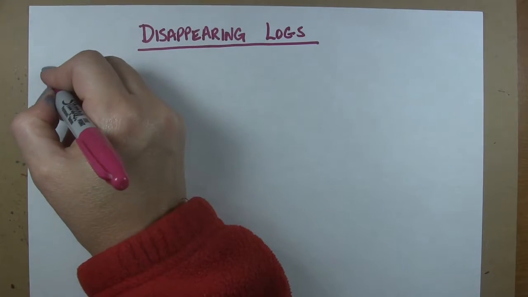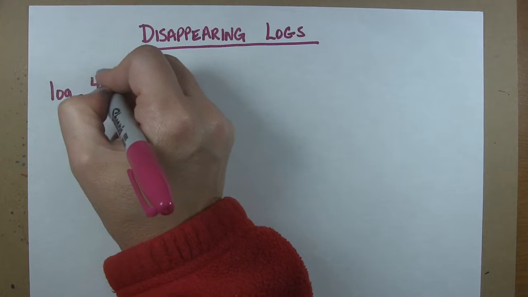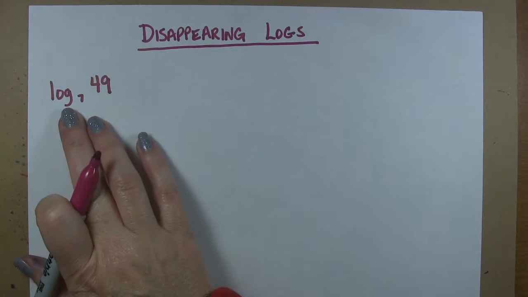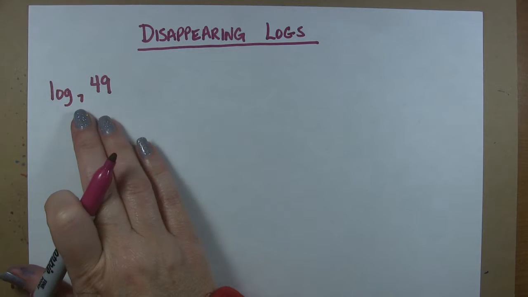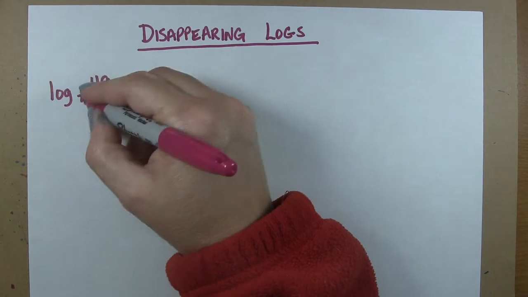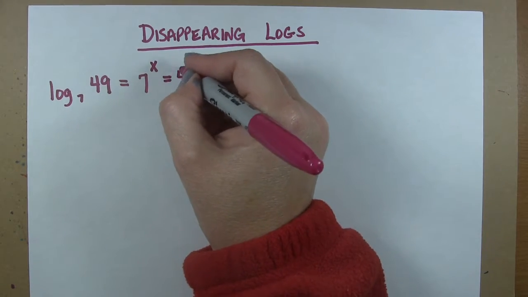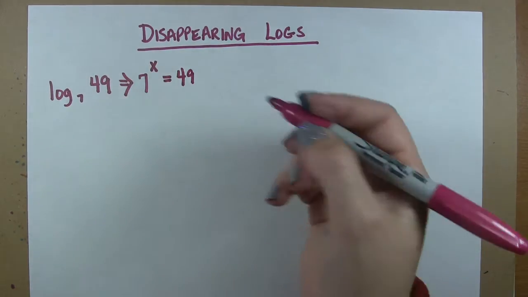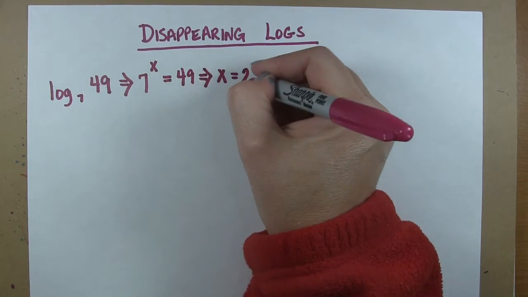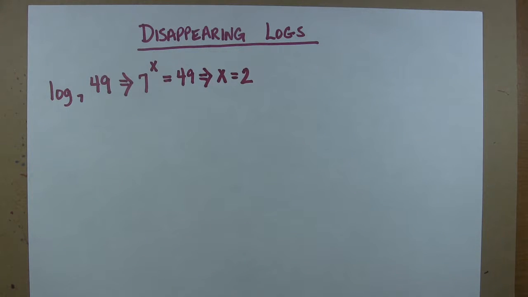Before I get started showing you this new stuff, we're just going to do a couple easy log problems to get your brain turned on. If I asked you what is log base 7 of 49, I would really be asking what is 7 raised to the x that equals 49. You could probably do it in your head that x equals 2, because 7 times 7, or 7 squared, is 49.